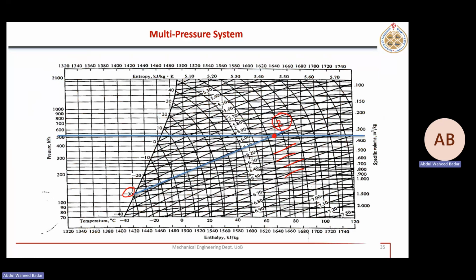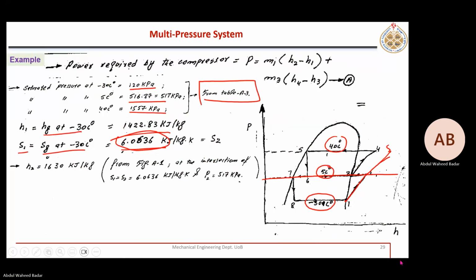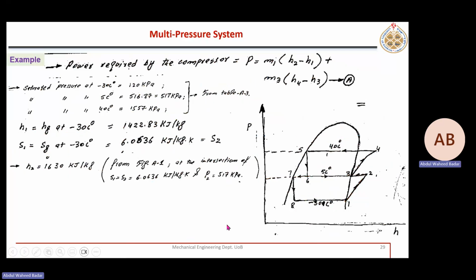So how to read enthalpy? Draw a vertical line. So about 1630 here, vertical line. So 1630 from the h-s chart. So point 2 is done. Now point 3 is easy. Point 3 is simply Hg at 5 degrees Celsius, or this pressure 517 kilopascal.